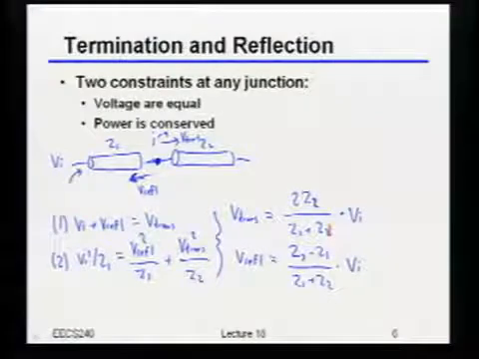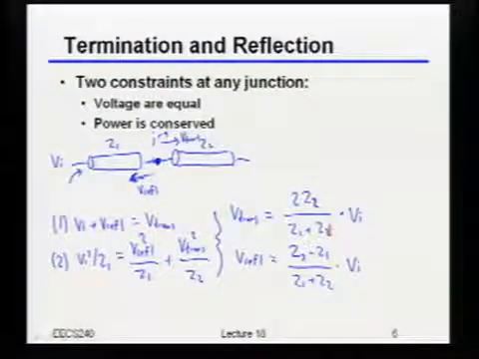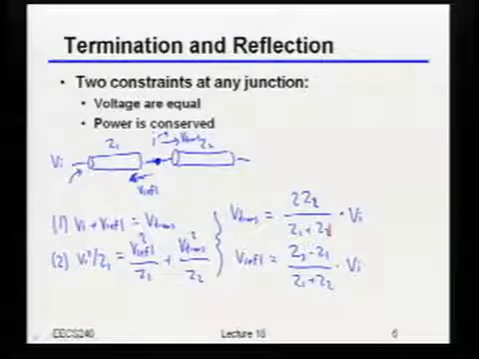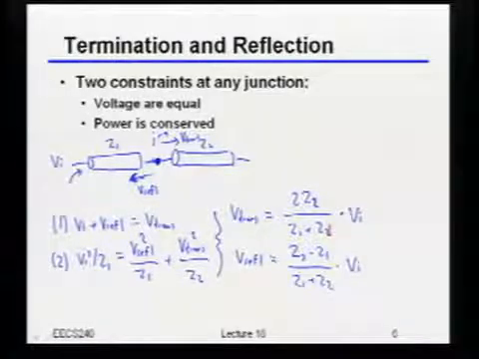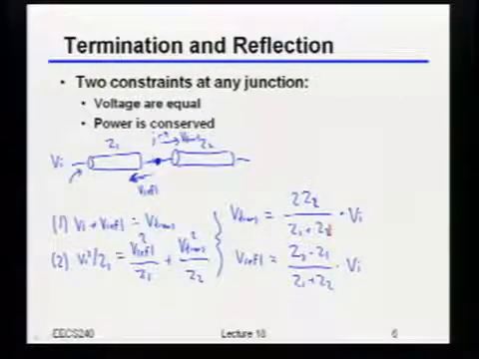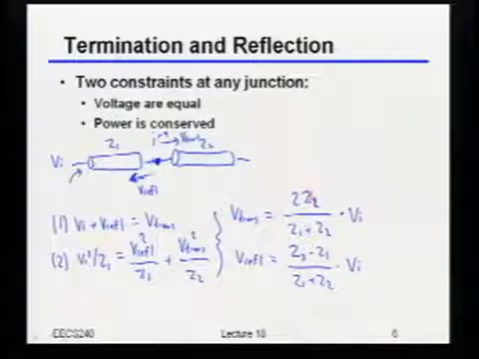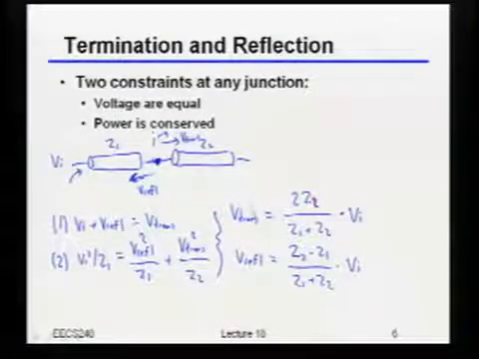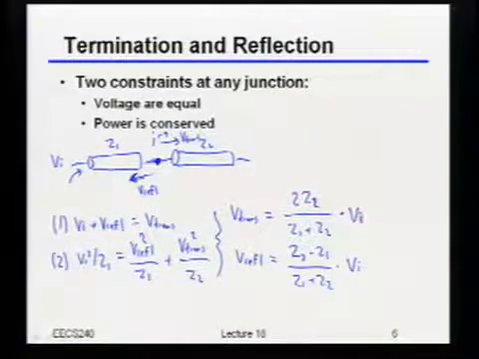So this is sometimes referred to as the telegrapher's equation. It's not really too important where the name comes from. But if you look at it intuitively, it makes sense in the following way. Notice if Z2 was really, really big, like infinite, then what you'd get is that the transmitted voltage is just equal to twice the input voltage.